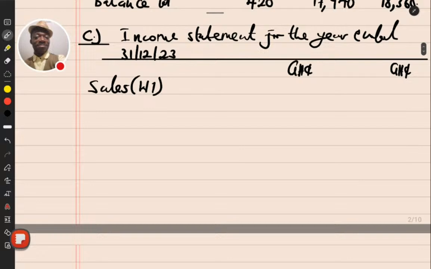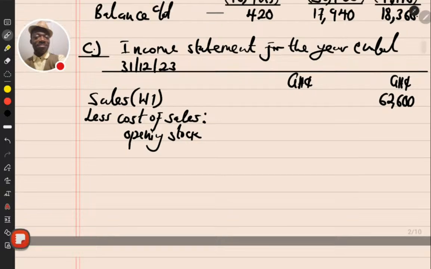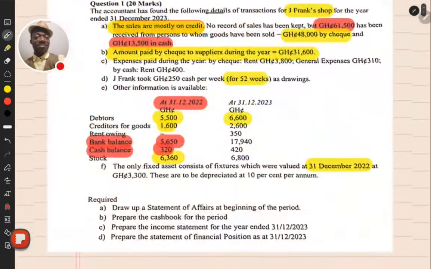So we will have a figure of 62,600. After that, move on to less cost of sales. So we start with what? Opening stock or opening inventory. Go back to the question.